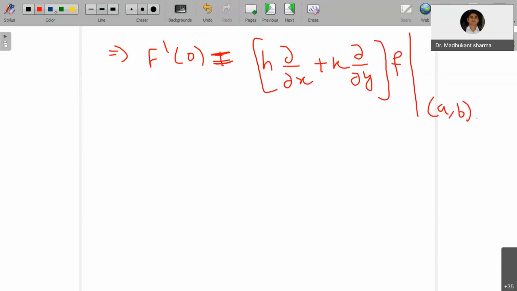Now note that this bracket term will no more be an algebraic term. It's not like a plus b. Though we are going to treat it as a plus b, be careful about it because they are now operators. When you take f inside here, dou by dou x of f is the first derivative of f with respect to x, and dou f by dou y is the partial derivative of f with respect to y. You can't push this f to the left of it.